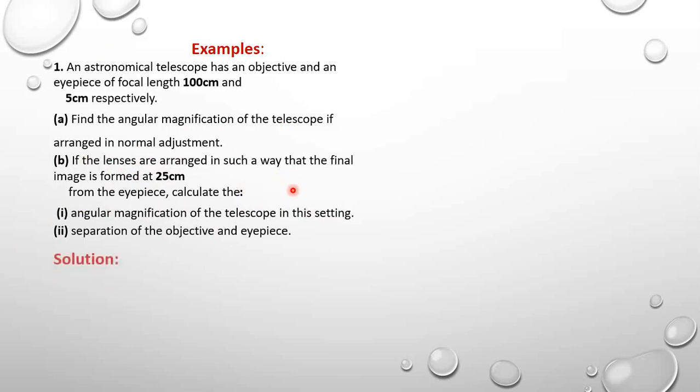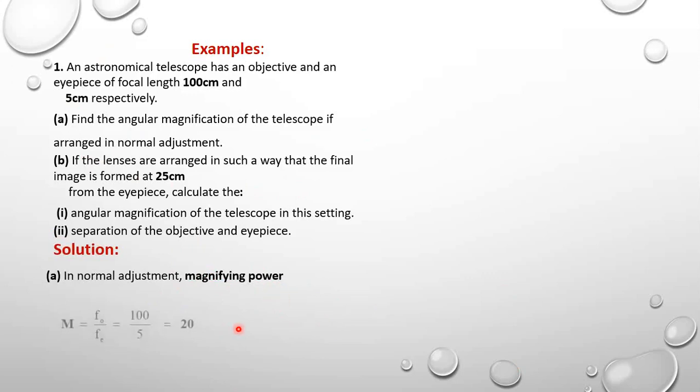So let's begin by looking at the first part. When it is in normal adjustment, we want to get the magnifying power. Remember, we had already derived the formula for the magnifying power. M is f0 over fe in normal adjustment. So you can just use the formula where f0 is 100 and fe is 5. If you divide 100 by 5, we shall get 20 as the magnifying power or the angular magnification. Magnifying power is the same as angular magnification.